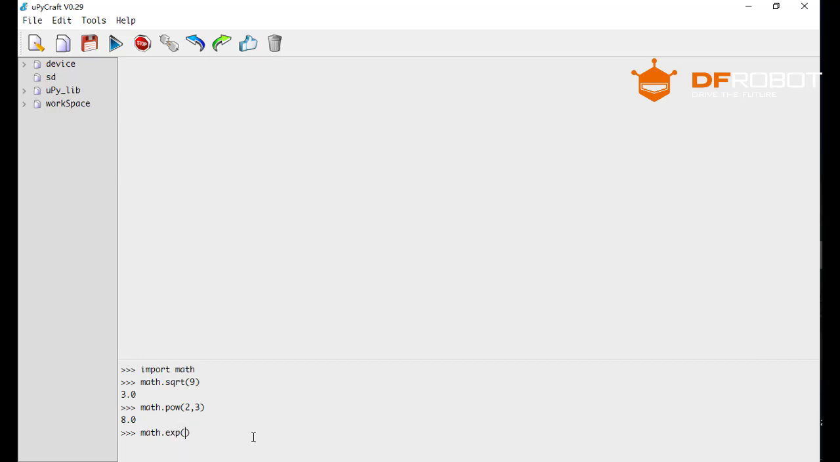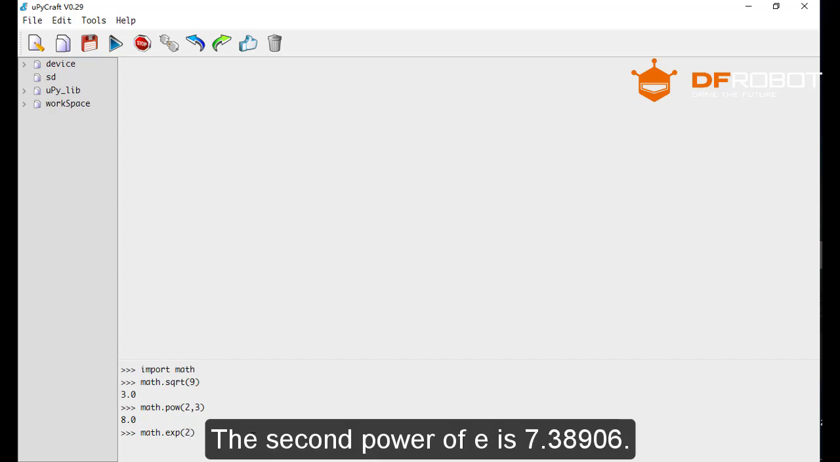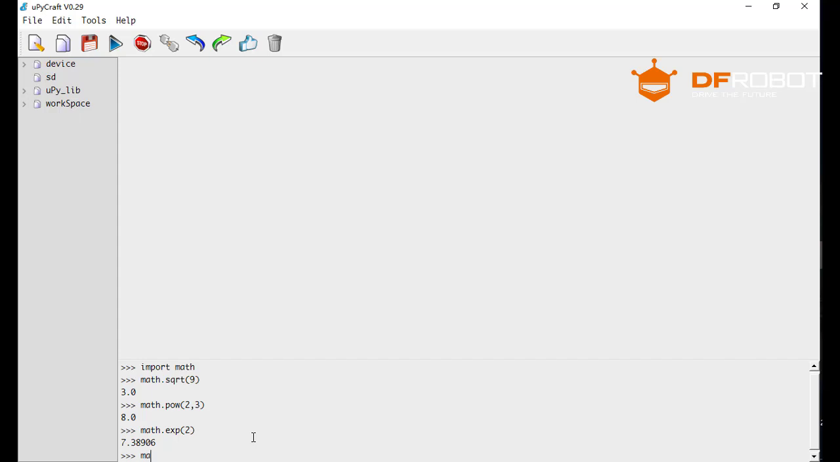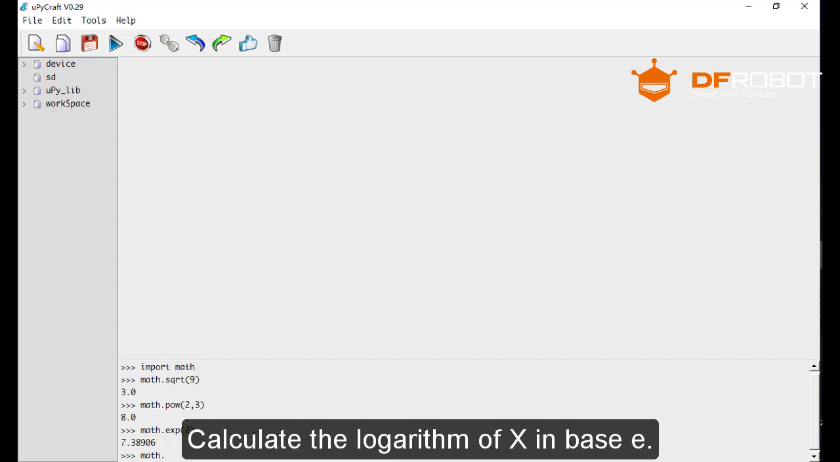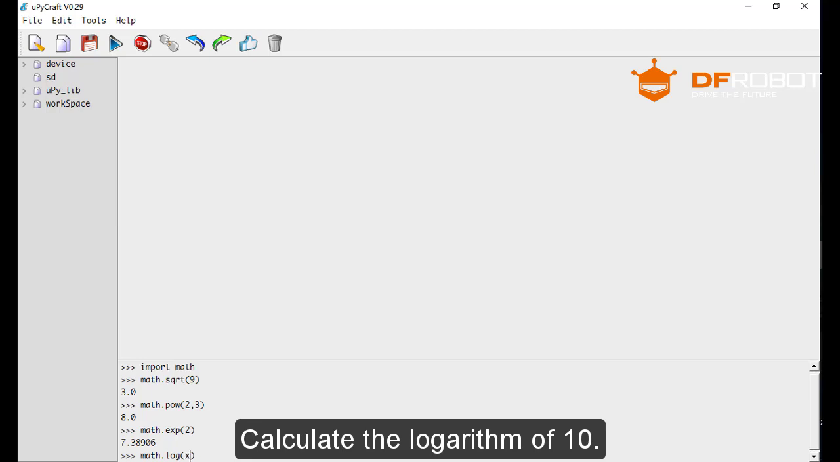exp(x) is used to calculate e to the power x. The second power of e is 7.389. log(x) calculates the logarithm of x in base e. Calculate the logarithm of 10.